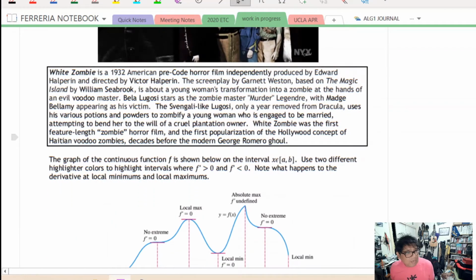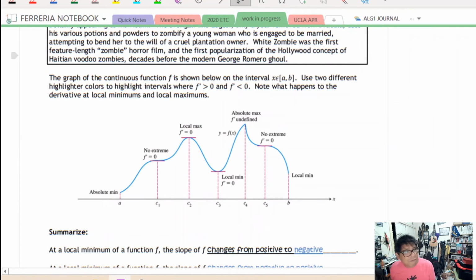Okay, let's see what we got here. We got the graph of a continuous function f shown in this diagram right here. We're going to use two different highlighter colors to find intervals where f is increasing and where f is decreasing. I shouldn't have said decreasing and increasing. I should have said when f prime is greater than 0 and when f prime is less than 0. So let's take a look. Can we figure out where f prime is greater than 0? Yes, that should be synonymous with every place where the function is increasing.